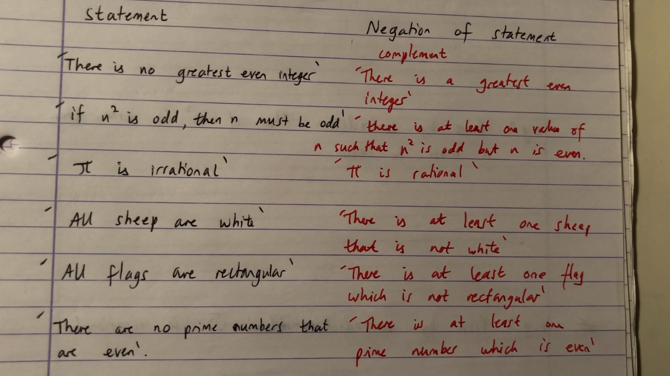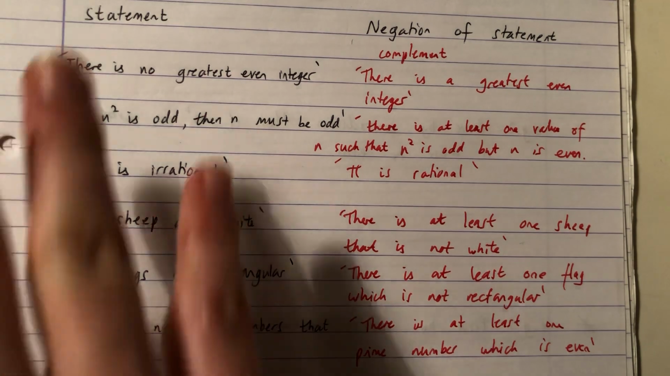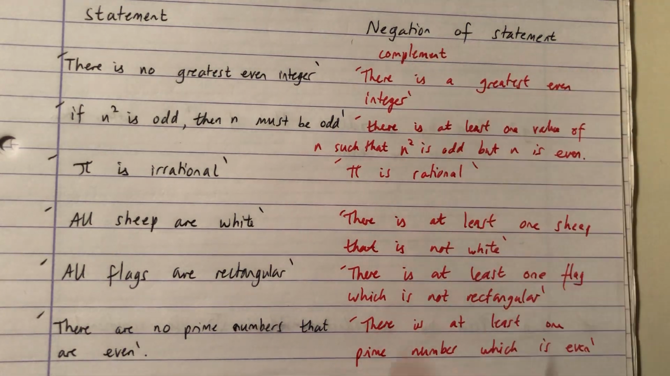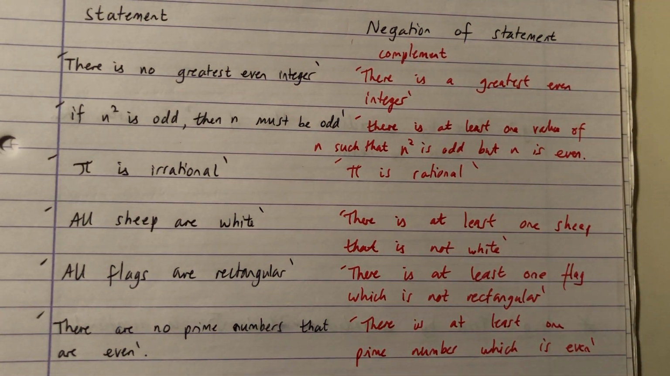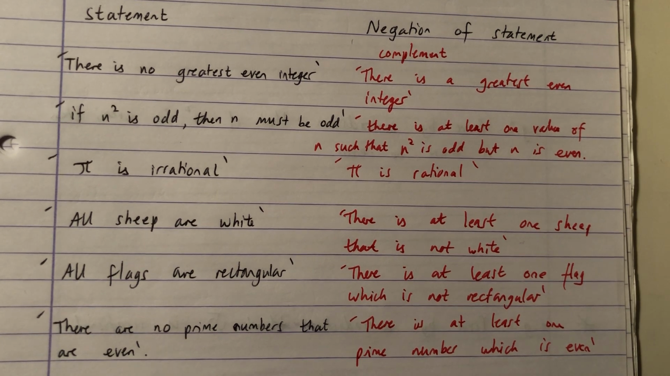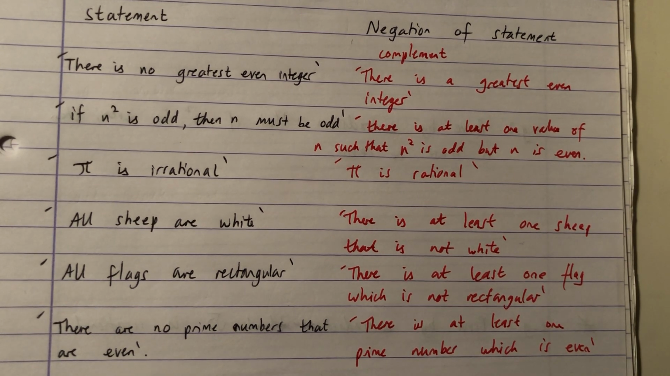So they're claiming that if n squared is odd, then n always has to be odd. And the negation of that is that there is at least one value of n such that n squared is odd, but n is even. Now, you've got statements on the left, negations of statements on the right. In maths, only one of these can be true. Either the statement is true or the negation of the statement is true.